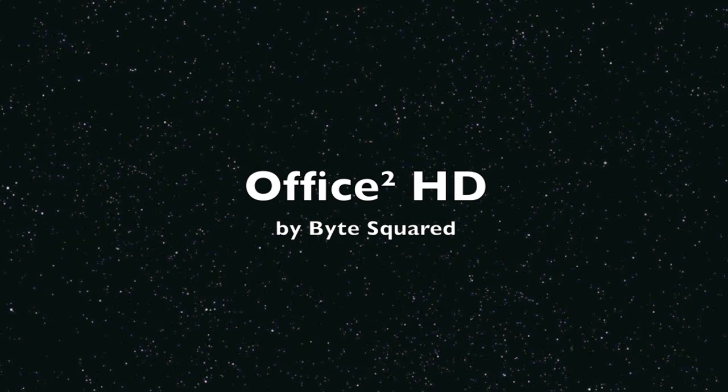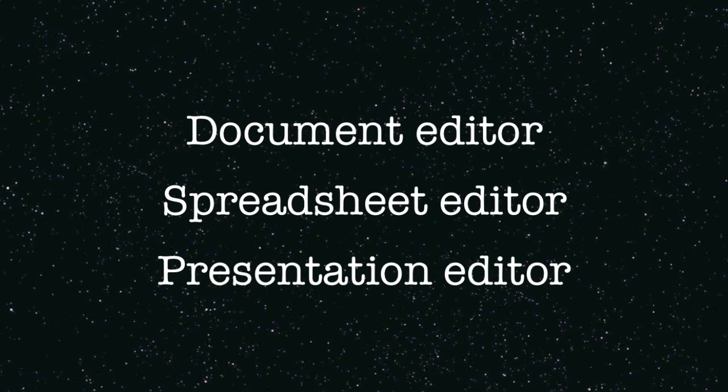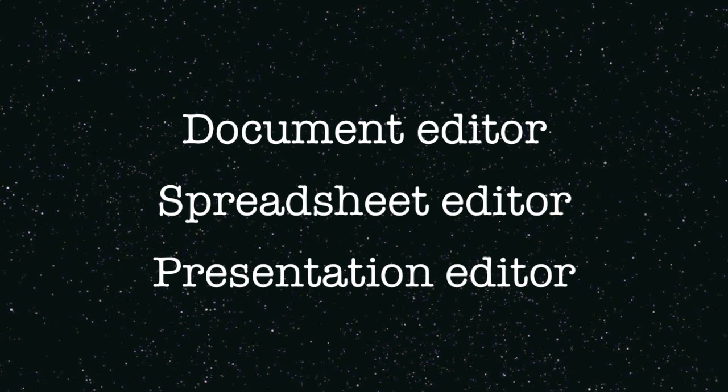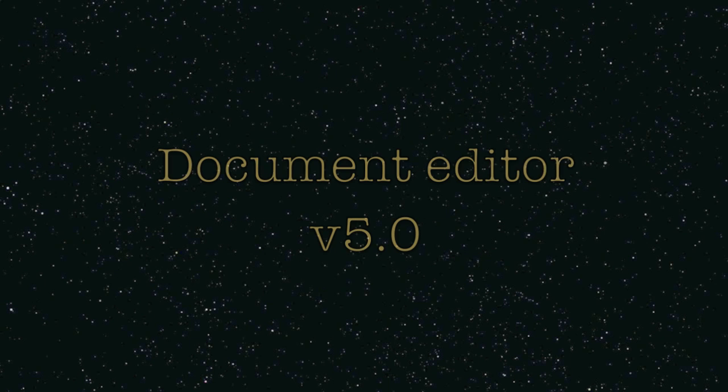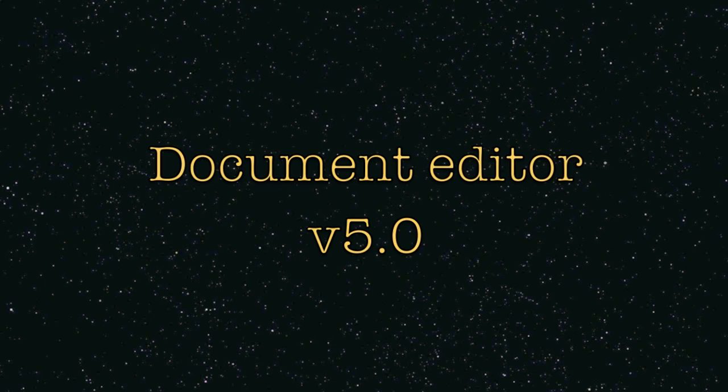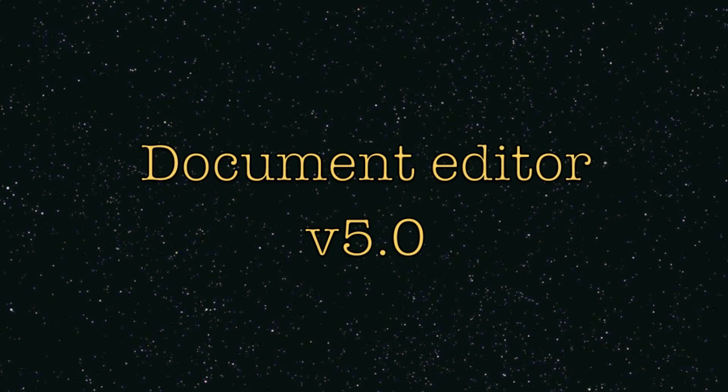Office² HD is an office document editor for the iPad. It lets you edit Word, Excel, and PowerPoint files all within one easy-to-use app. We're going to explore some of the new features in the latest version, starting with a document editor.